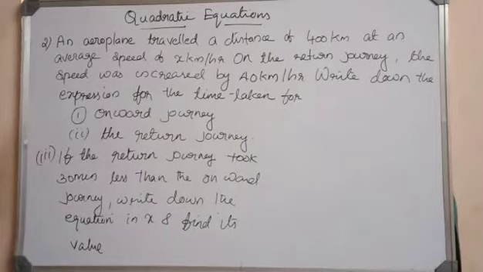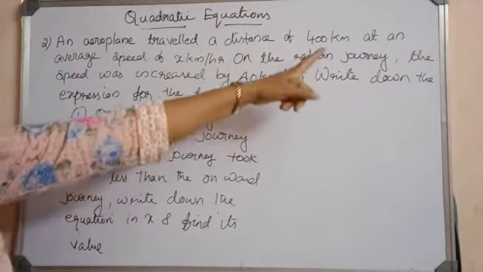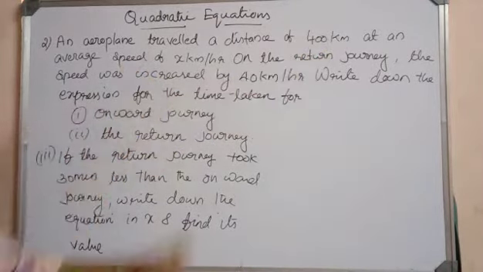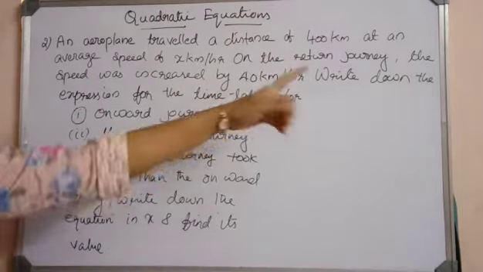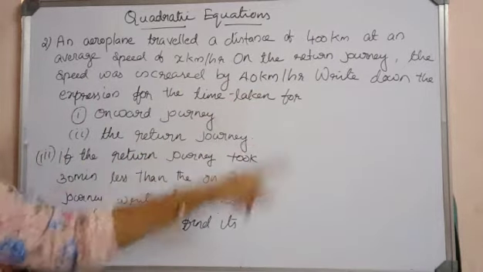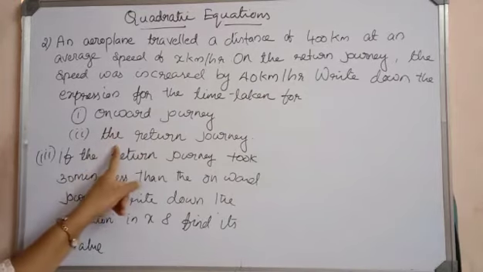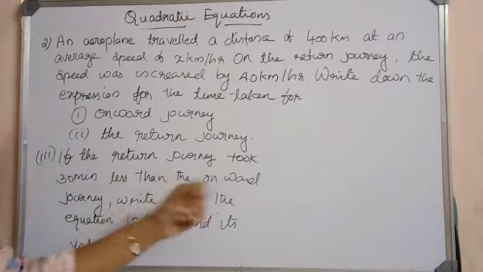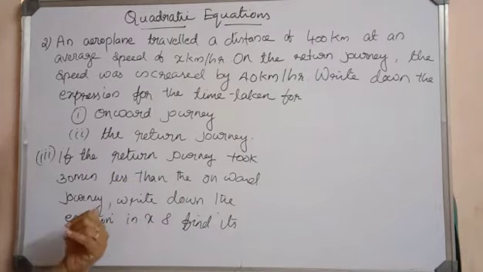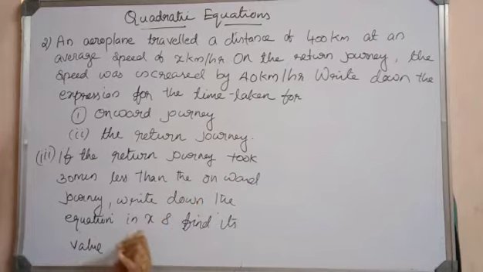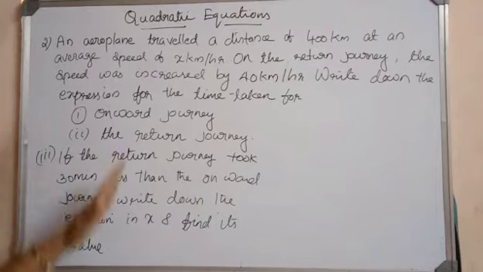Look at the next question. An aeroplane traveled a distance of 400 kilometers at an average speed of x kilometer per hour. On the return journey, the speed was increased by 40 kilometer per hour. Write down the expression for the time taken for the onward journey, return journey, and if the return journey took 30 minutes less than the onward journey, write down the equation in x and find its value. These are the three parts of the question.